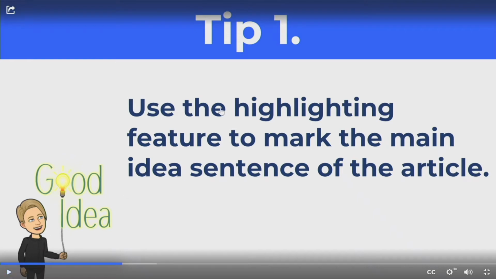Okay, there's that word, highlighting. So you're going to use highlighting as a tool to help you remember what's the central idea.